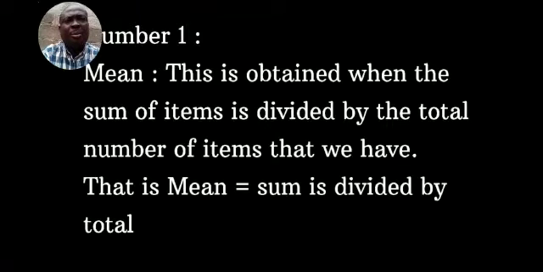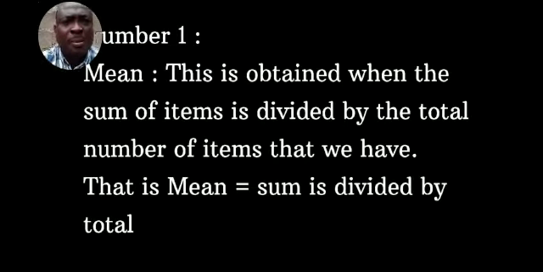So keyword number one that we are going to give explanation to is mean. M-E-A-N. Mean. This is obtained when the sum of items is divided by the total number of items that we have. I'll take that again. Mean is obtained when the sum of items is divided by the number of items that we have.